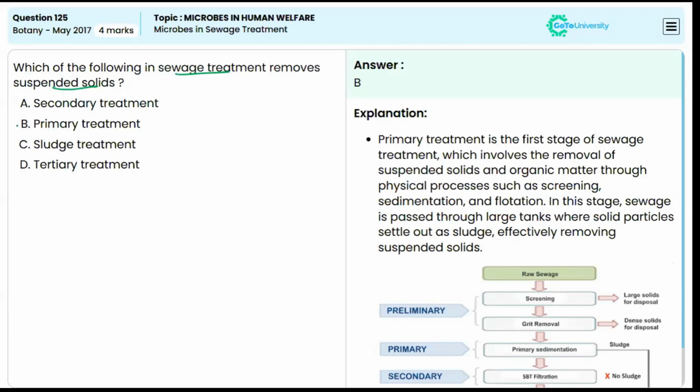So the answer will be option B, primary treatment, because primary treatment is the first stage of sewage treatment, which involves the removal of suspended solids and organic matter through physical processes such as screening, sedimentation and flotation. Or we can also include filtration here. In this stage, the sewage is passed through large tanks where the solid particles settle out as sludge, effectively removing the suspended solids. So the answer is option B, primary treatment.